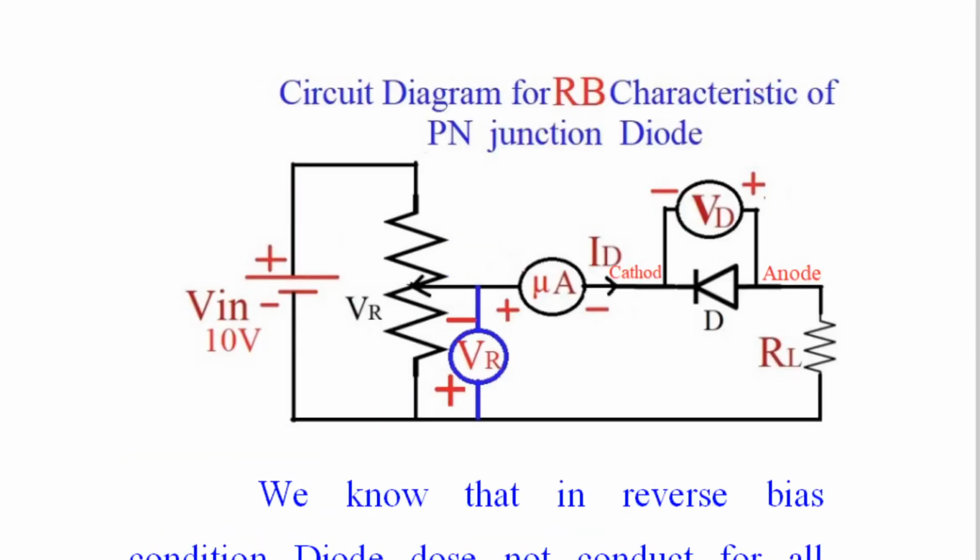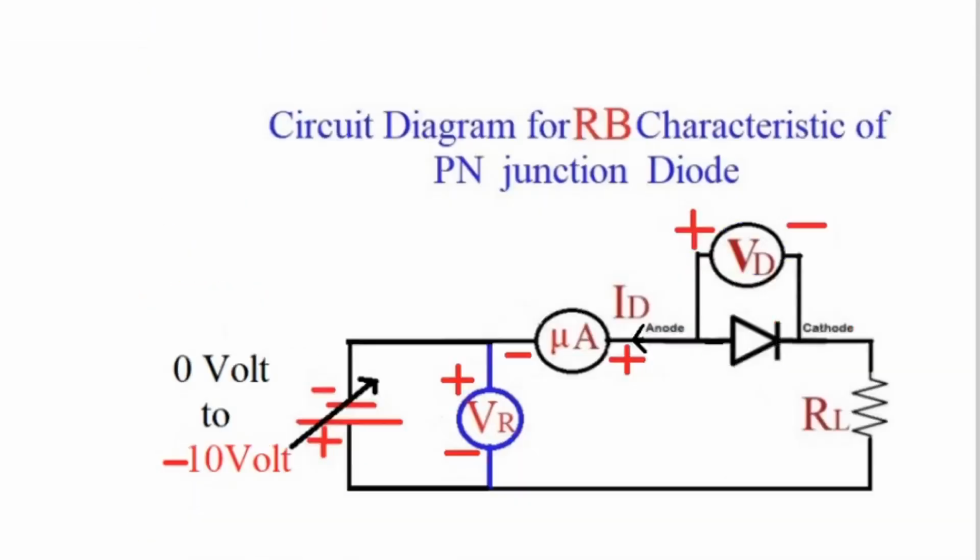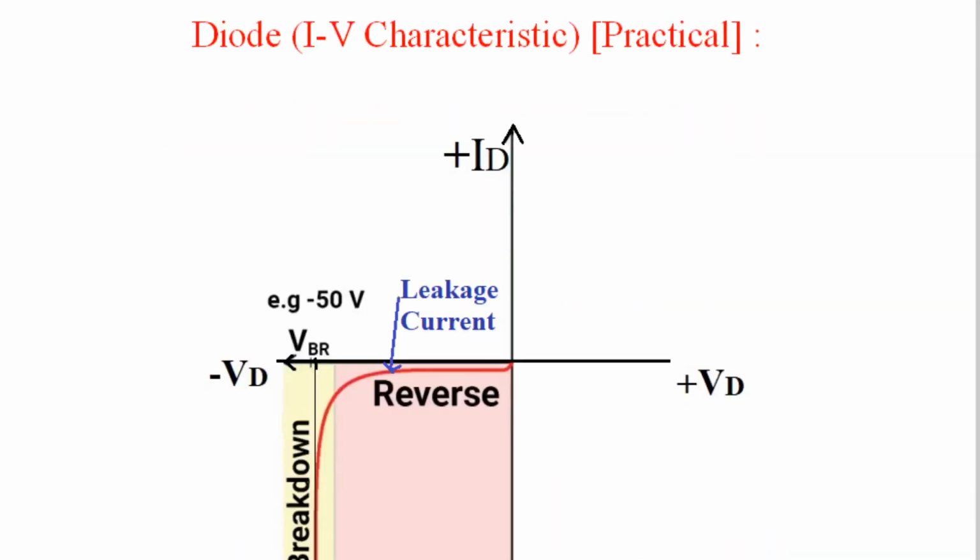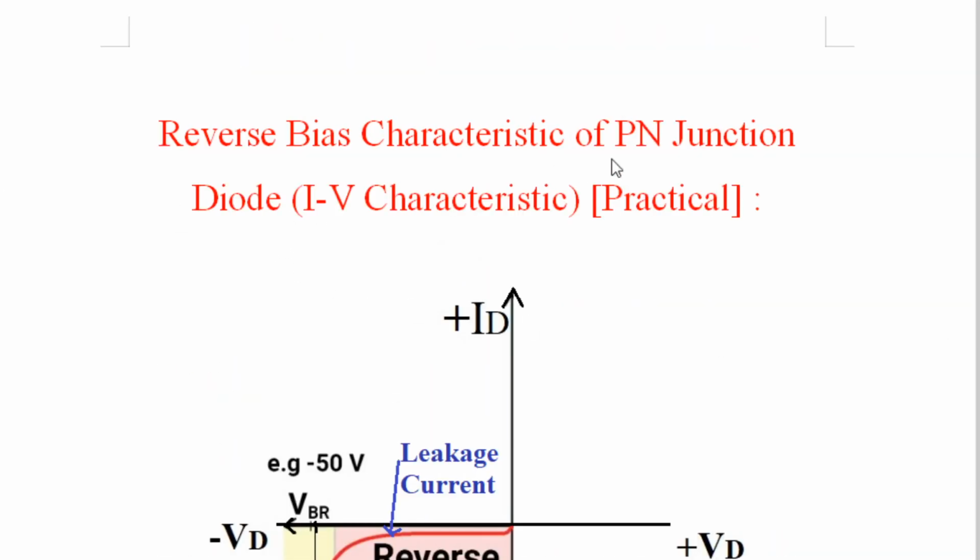Or here, in this conventional diagram, a fixed voltage source is converted into a variable voltage source, and you are measuring this voltage in reverse direction with the help of this voltmeter, such that minus is to the variable terminal and plus to the negative of the battery. And the rest of the things are very simple. And then we'll study the reverse bias characteristics of the PN junction diode, which is also called current versus voltage characteristics.